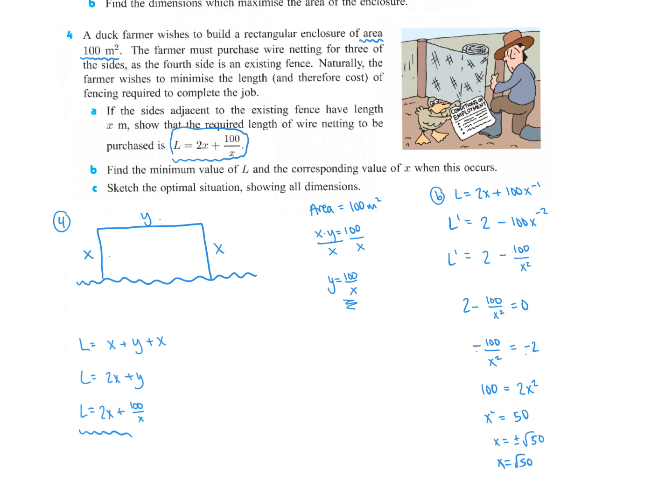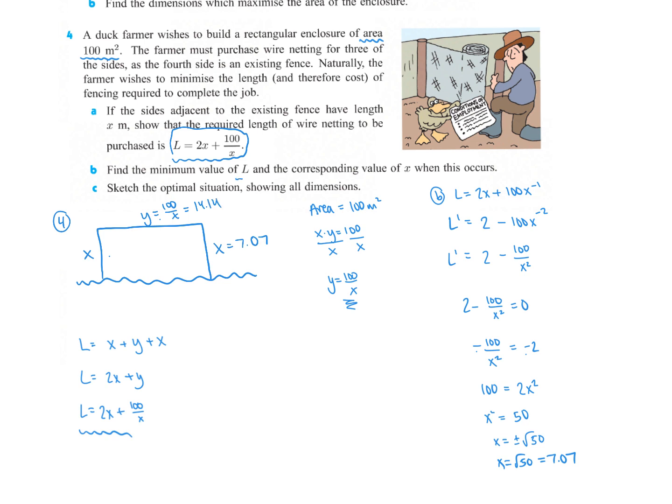And I'm going to go ahead and put root 50 in my calculator, and I get 7.07. So that's one side length x. The other side length y, remember y is 100 over x. So 100 divided by that, the other side length would be 14.14.